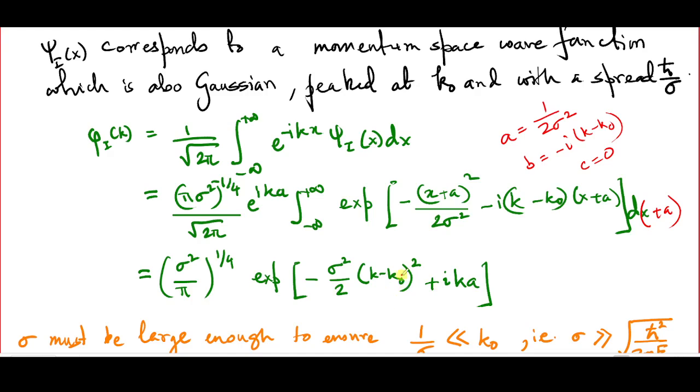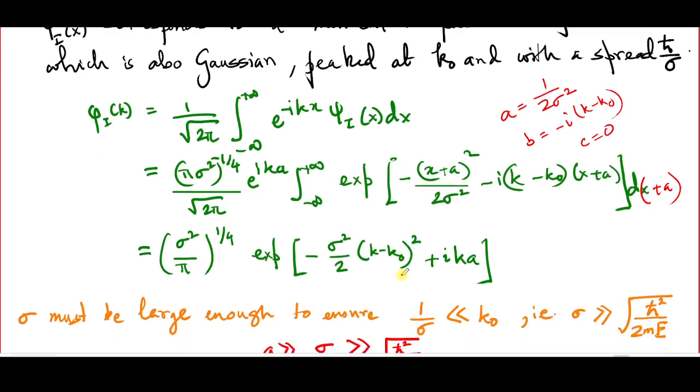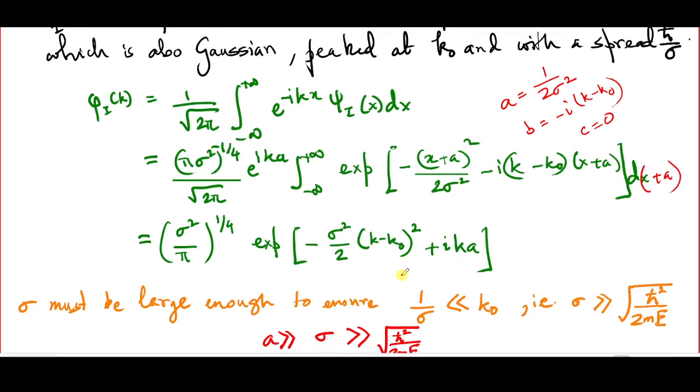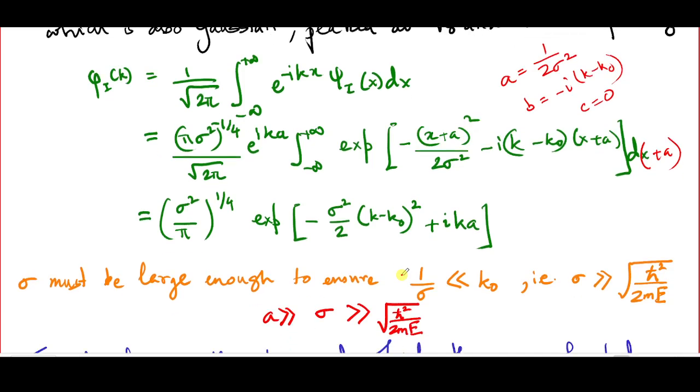So while we wanted sigma to be sufficiently small that the wave packet can be thought of as localized in space and was not spreading out all over the place, we must also ensure that it is large enough so that 1 over sigma, the width in momentum space, is very small. And you want it to be very small compared to the mean wavelength or mean wave number k naught, which actually means sigma is much bigger than square root of h cross square by twice m E, E being the mean energy of the particles that are coming in.